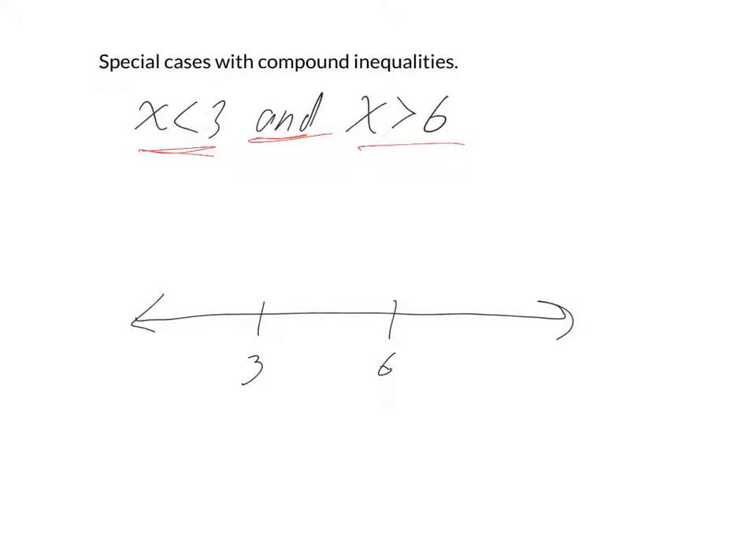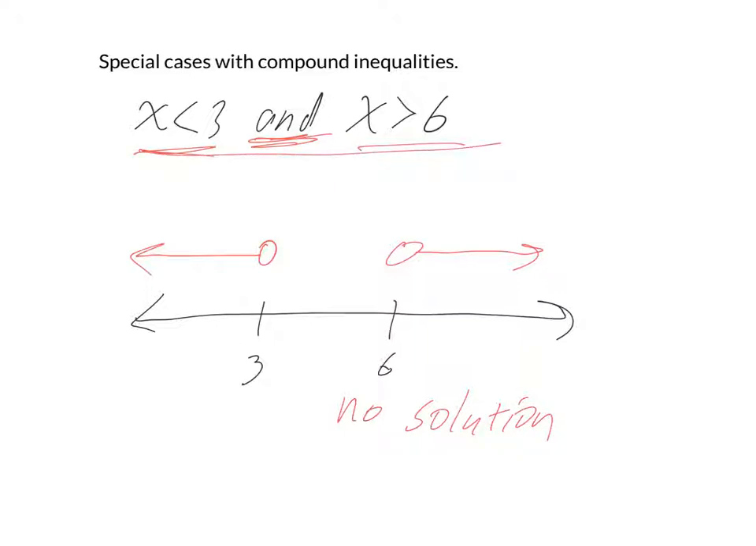Now what does this look like on a number line? If you're looking at this on a number line, the numbers smaller than 3 would be those numbers. The numbers greater than 6 would be those numbers. But remember, for an "and" situation, we're only interested in the overlap, in all the x values that satisfy both, which would just be the overlap of those two parts. But there is no overlap of those two parts. They don't overlap, and so in this situation, there would just be no solution. There are no numbers that are both less than 3 and greater than 6.